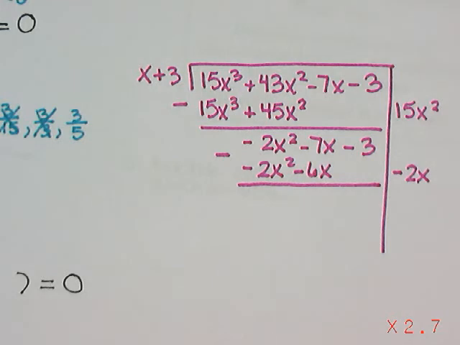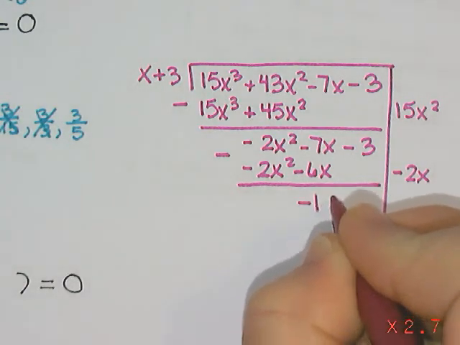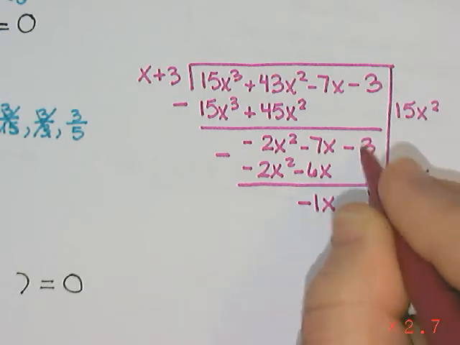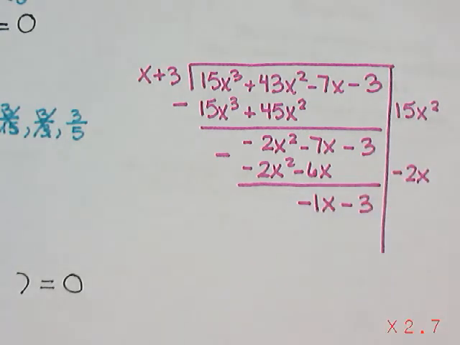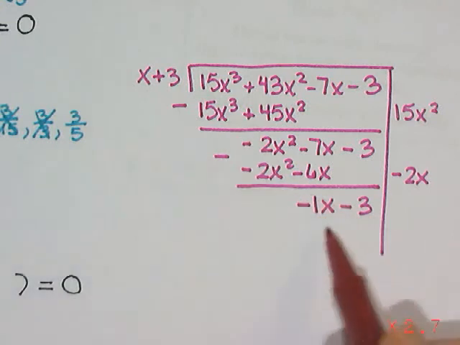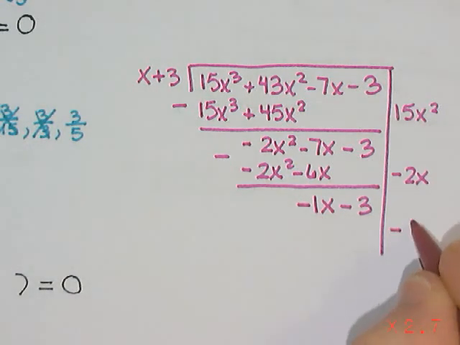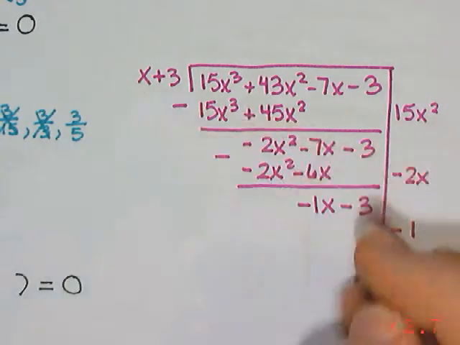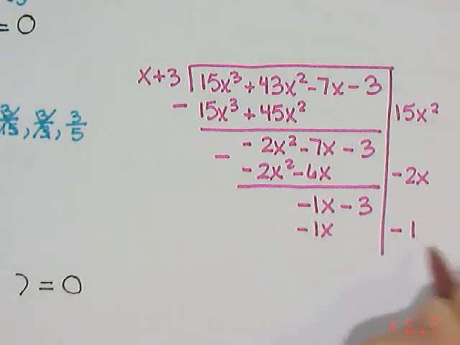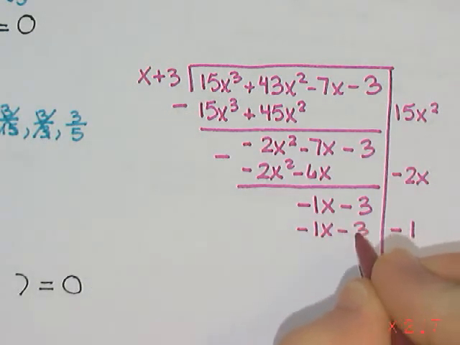I subtract. Negative 2 minus negative 2 is 0. Negative 7 minus negative 6 is the same as negative 7 plus 6, which is negative 1x. And then negative 3 take away nothing is negative 3. How do I turn an x into a negative 1x? I would multiply by negative 1. Negative 1 times x is negative 1x. Negative 1 times 3 is negative 3.